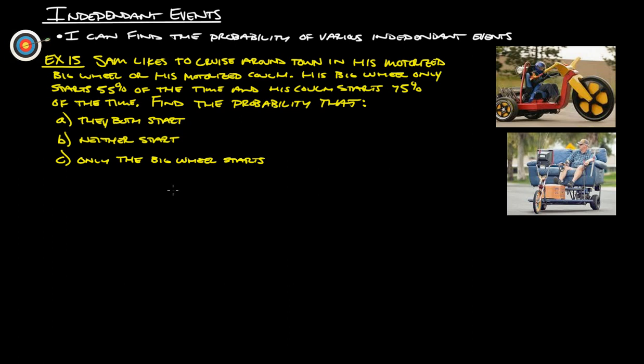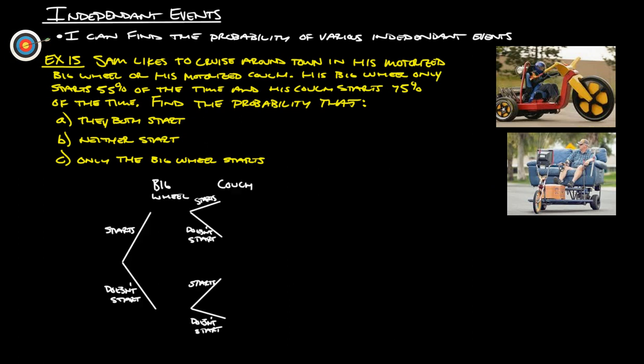I think this is going to be an easier one if we make ourselves a tree diagram. So let's do that. Here's the big wheel, and it starts or doesn't start, and then here's the couch, start or doesn't start. It says that his big wheel only starts 55% of the time, so if it starts, 0.55. That means 1 minus 0.55 gives us 0.45, so 45% of the time it doesn't start.